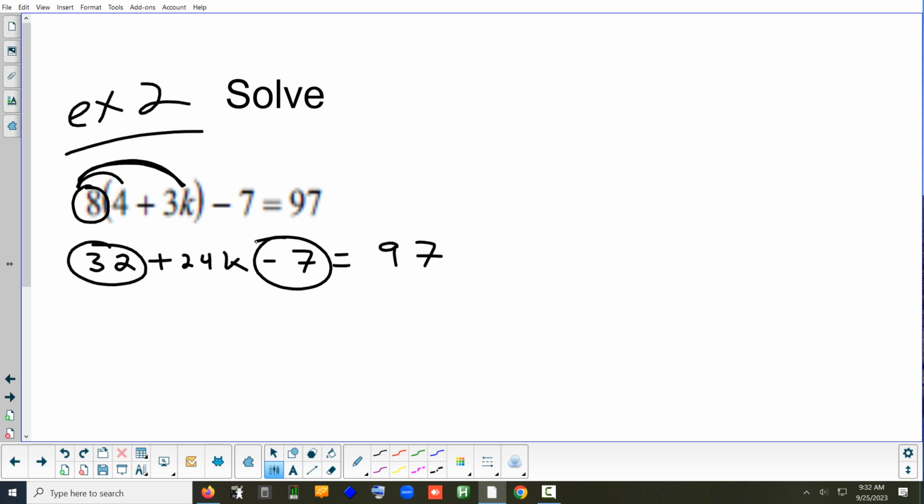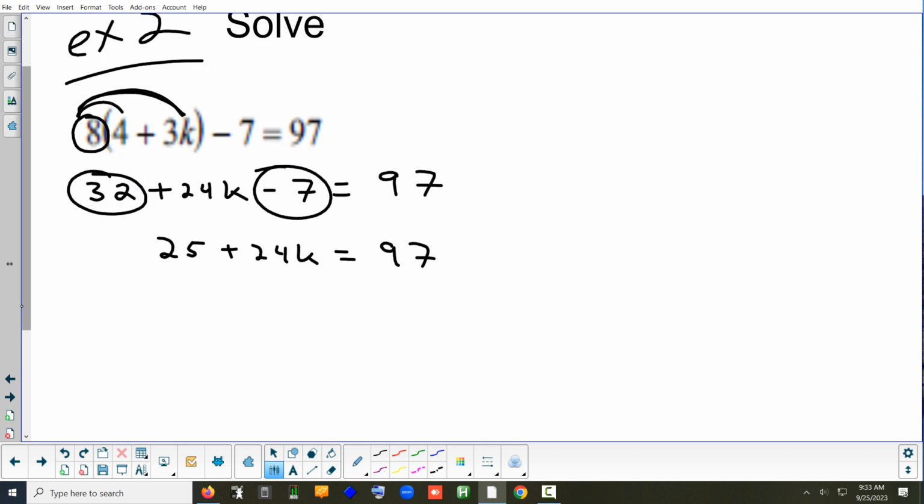Yep. Positive 25. Now, you can't add that 25 to the 24k. Why not? They're not like terms. One has a k, one doesn't. So we just have to leave it as 25 plus 24k. And at this step, nothing happens to the 97. So we did the distributive property, combined like terms. Now we're at the add and subtract.